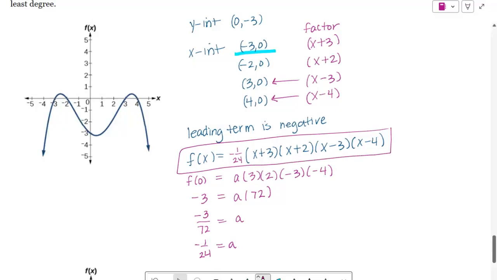It could be something else because we could have higher degree, right? Each of those zeros is going through the axis, so we could have a 3 here, and we could have a 5 here. Anytime that the multiplicity is odd, the function travels through the graph, but in this case, they wanted us to give the polynomial with the lowest degree possible.